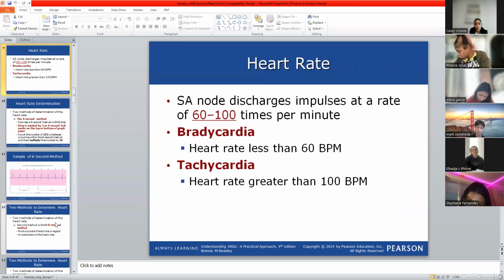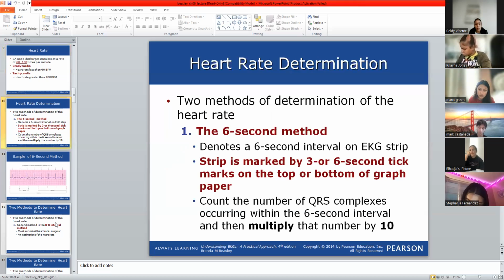So 70, 75, 80, 90, I will say it is within normal. But if it is more than 100, I need you from now to put this expression in your mind. From now, any number above 100, tachycardia. Any number less than 60, it will be bradycardia. Excellent. And how do we determine the heart rate?